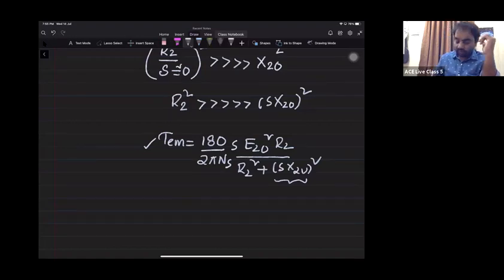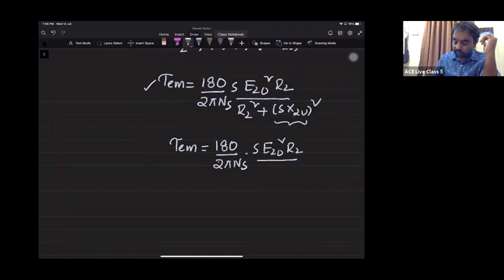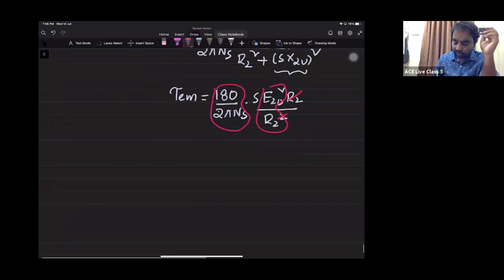Right. So the electromagnetic torque is equal to 180 by 2 pi Ns, S E2 naught square into R2 by R2 square. Here you can see one R2 gets cancelled. As we are not changing the excitation parameters, this is constant. As we are not changing any voltage, E2 naught square by R2 will also remain constant. So what is the relation we have between torque and slip during low slip operation?